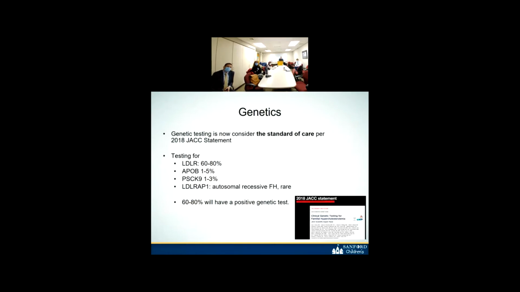A little bit about genetics. So genetic testing is now considered the standard of care per the 2018 ACC statement. And so again, we're testing for LDLR, ApoB, PCSK9, LDLRAP1, and I put the actual incidence, which causes what, and the LDLR is the highest incidence causing FH. And anywhere between 60 to 80% will have a positive genetic test if they meet criteria for FH, clinical FH.